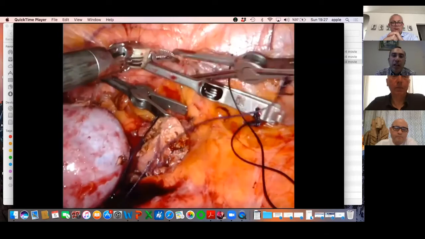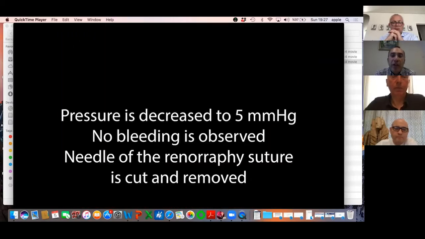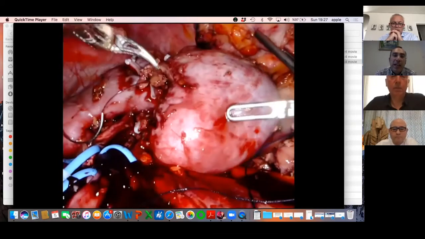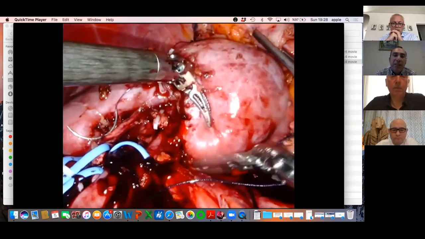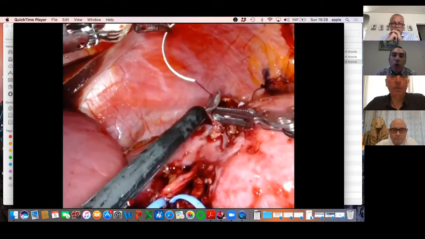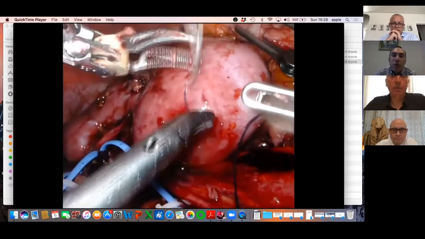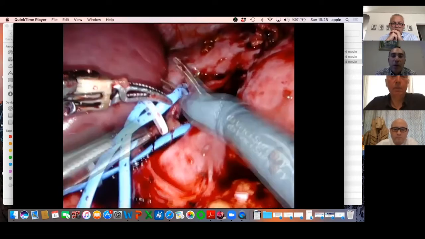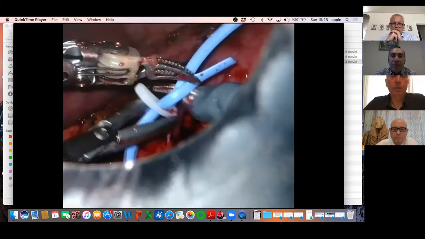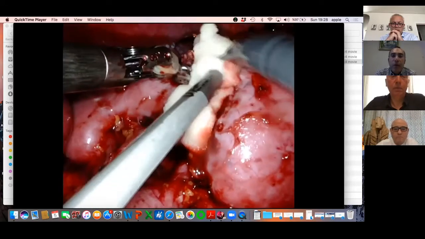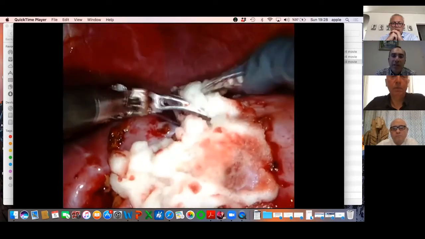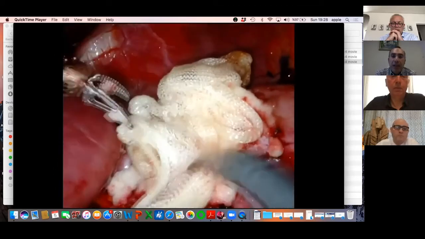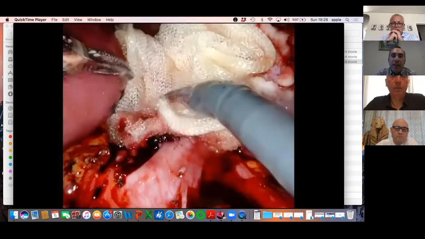And we check the partial nephrectomy area by decreasing the pressure to 5 millimeters of mercury. We don't see any major bleeding at least, but we have some small oozing, most probably venous bleeding. All the vessel loops are removed one by one. And for the small oozing bleeding, we applied some additional hemostatic agent. And this was the end of the case, actually.